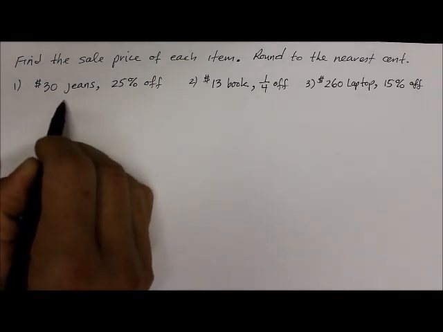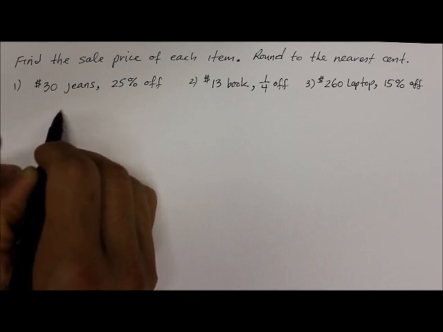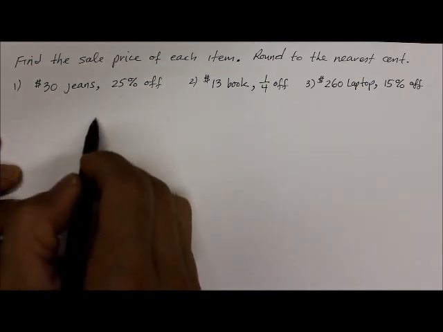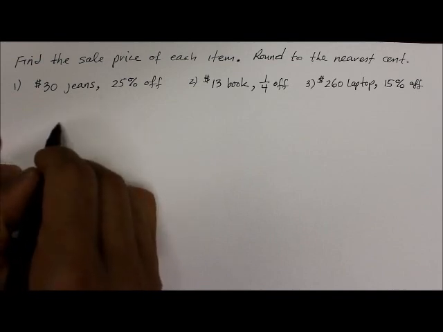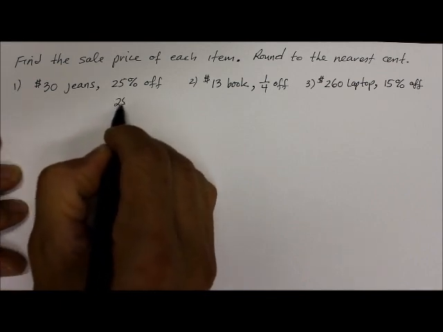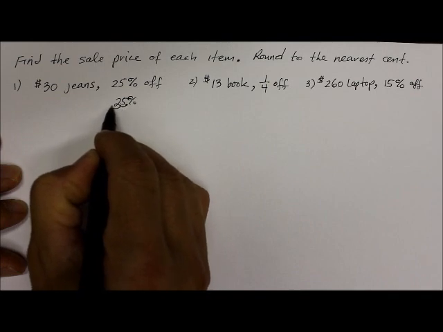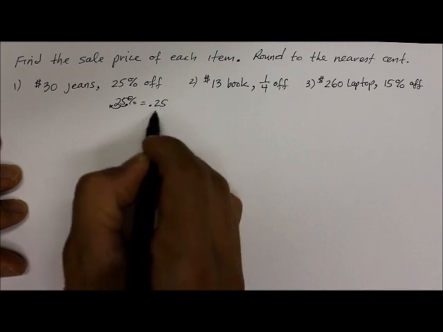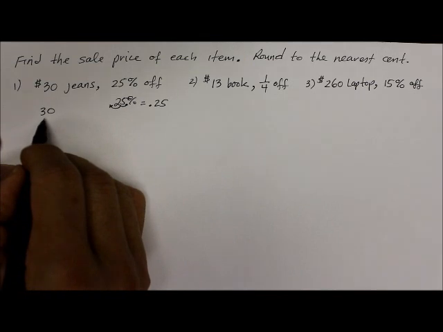$30 jeans. Alright. $30 jeans and it's 25% off. Here's one way to do it. We could actually determine the discount amount. And so to do that, we're going to take that 25% and make it into a decimal. So take a decimal point here and go to the left 2 spaces. So it's going to be 0.25. And we're going to take that decimal number and multiply it to the original amount of the jeans.